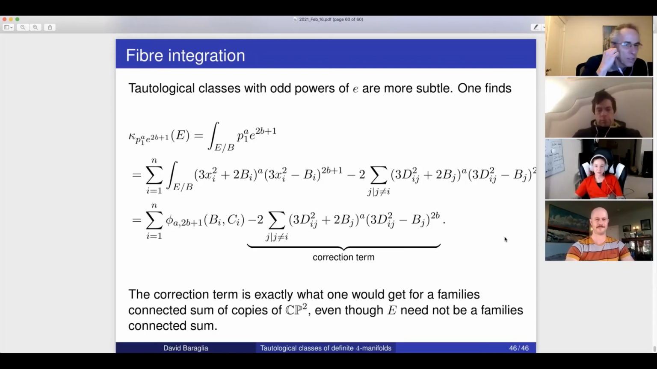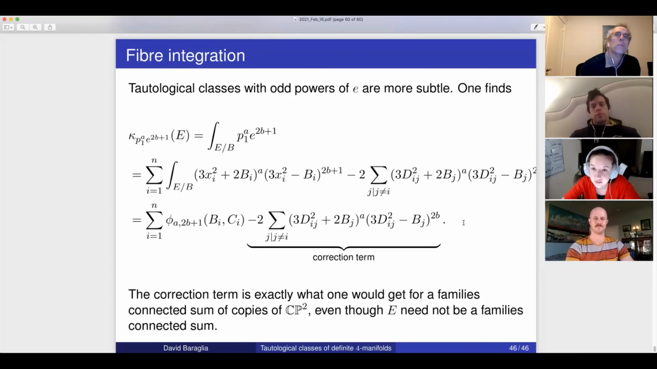Are there any questions? My understanding is that you would like to have these kappa classes at the end as classes in the cohomology of the classifying space of the diffeomorphism group. Yes, yep, the diffeomorphism group.